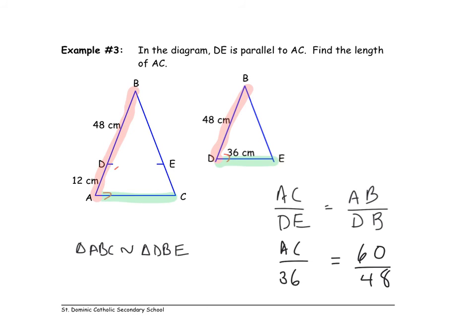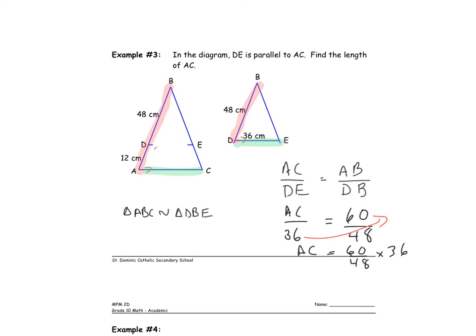So now I just need to isolate AC by bringing my 36 up and then solving for AC. It's going to be 60 divided by 48 times 36. I'm just going to grab my handy dandy calculator.